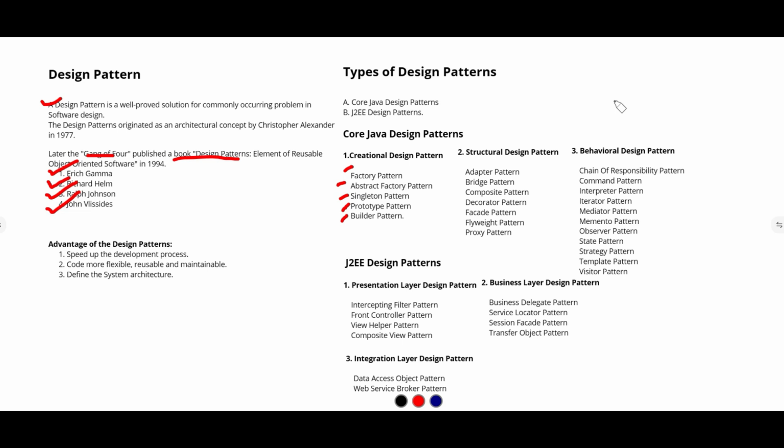But what type of structural design pattern we need to use, that completely depends on the application of your software, the requirement of your software. So under structural design pattern, we have 7 types of design patterns. These are the adapter, bridge, composite, decorator design pattern, facade, flyweight, and proxy design pattern.